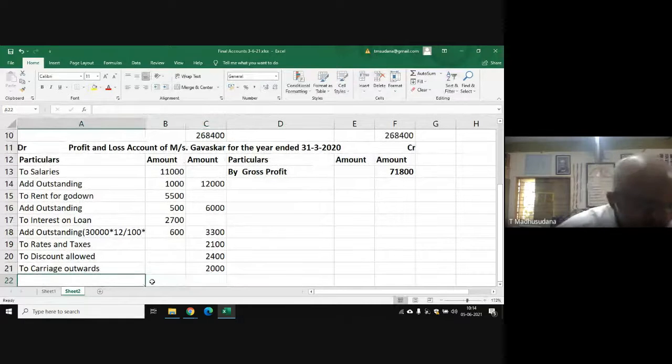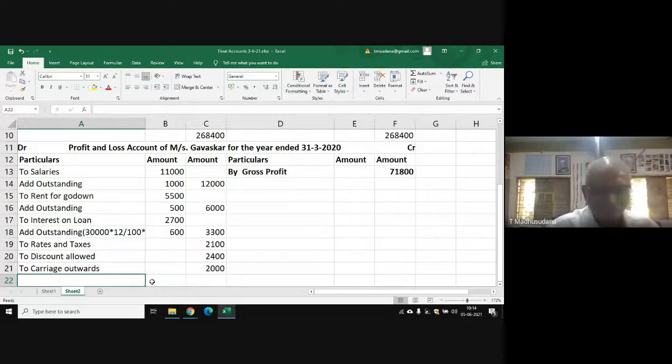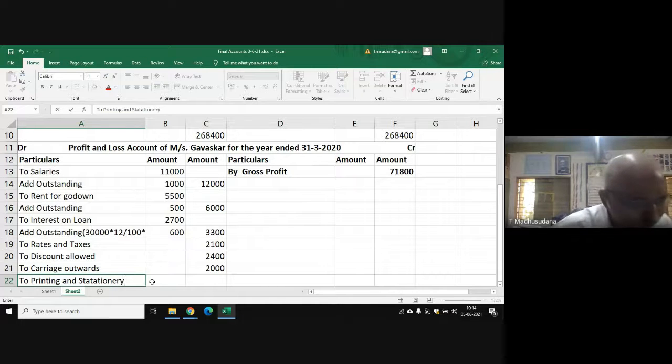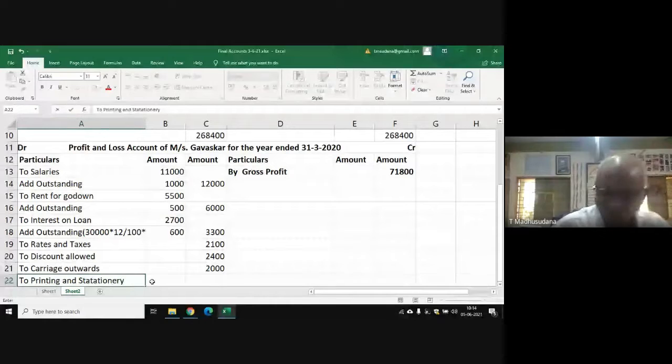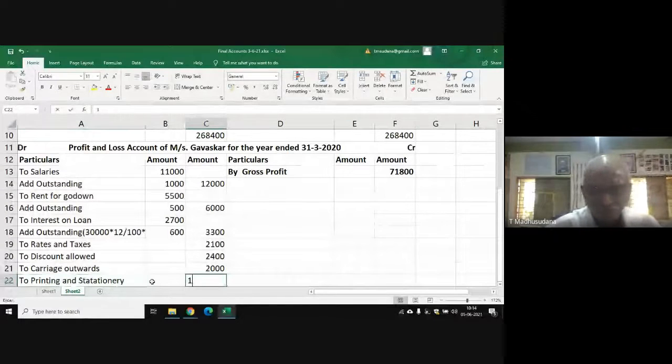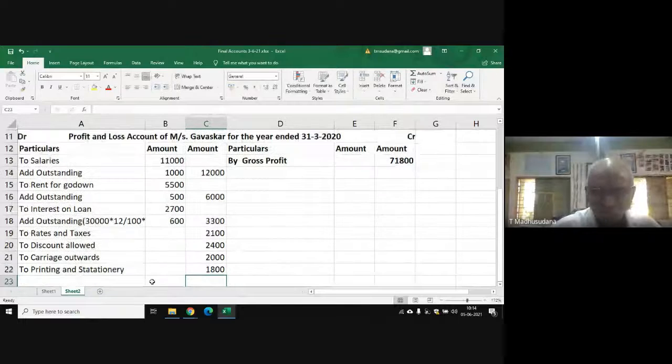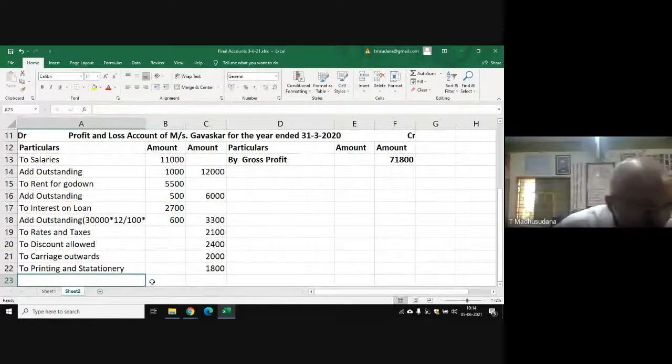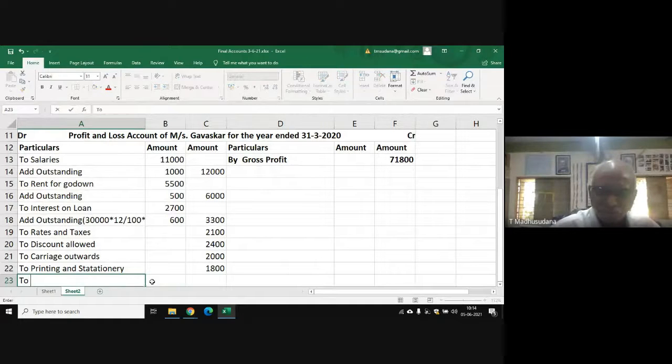Next, to printing and stationery, 1,800. Next, to electricity charges.